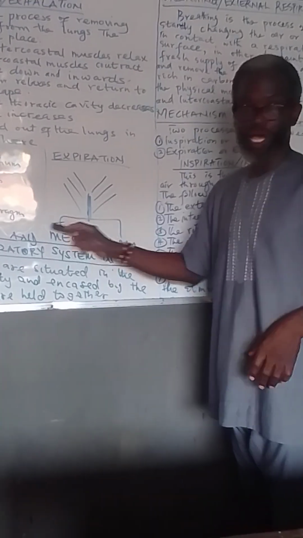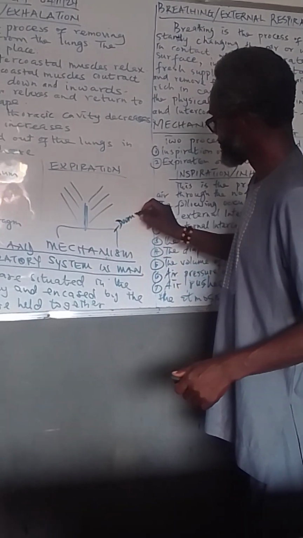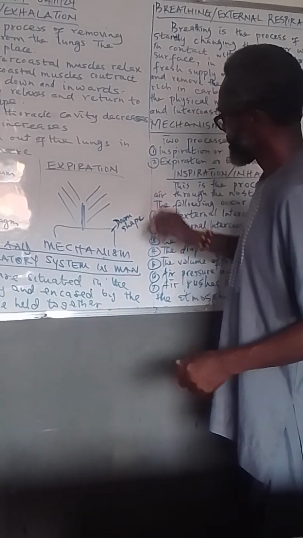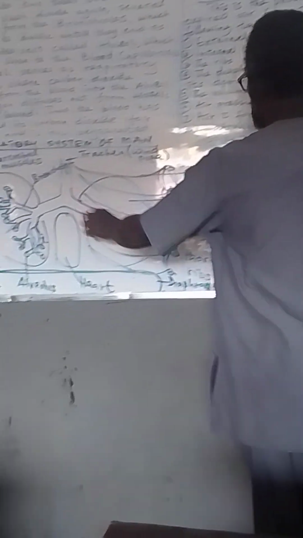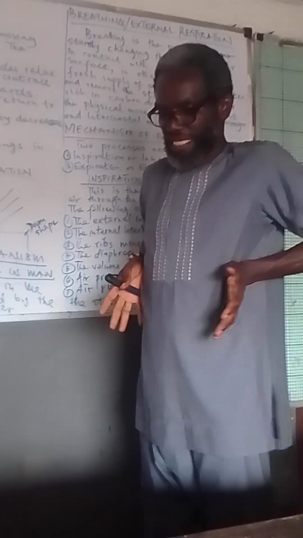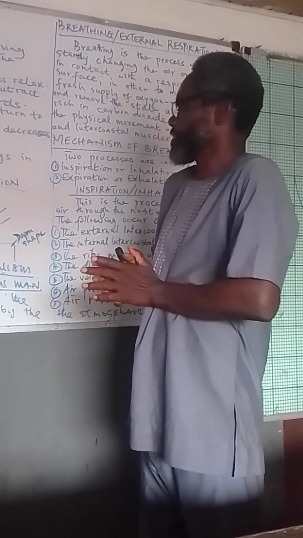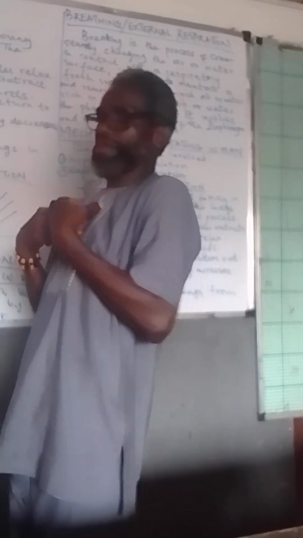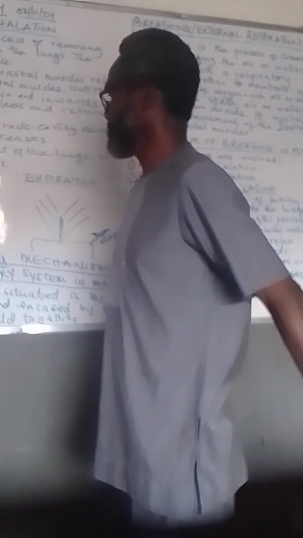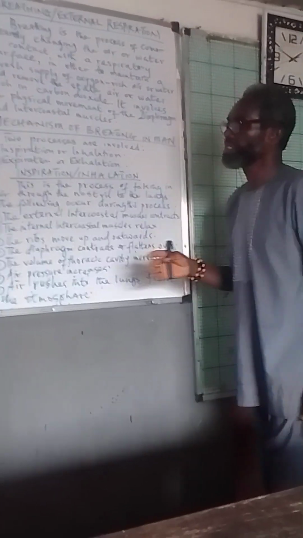The diaphragm returns to its dome shape. This is the dome shape of the diaphragm, as you can see. So what happens? The volume of the thoracic cavity decreases and is compressed. The volume decreases and the pressure increases from inside, and air is forced out to the external. So that is what happens, the mechanism of breathing in man.